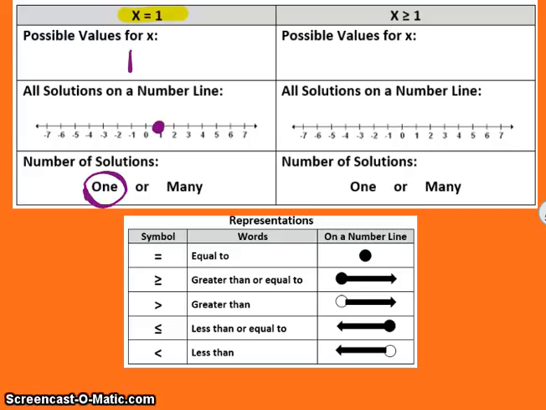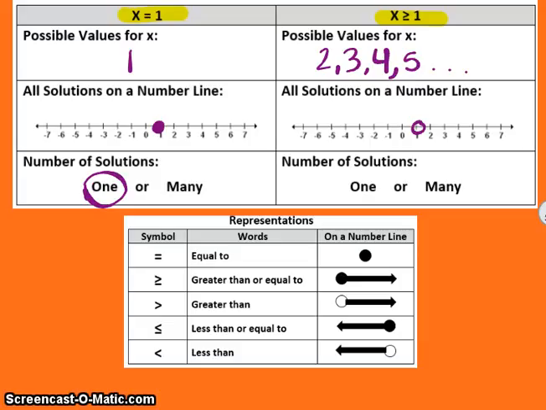So then I have x is greater than or equal to 1. So the possible values for x, anything that's bigger than 1. So the possible values could be 2, 3, 4, 5, and it keeps going. Well, all of the solutions on a number line. So let's see how I'm going to do that. Well, if x is greater than or equal to 1, I want to start at 1.